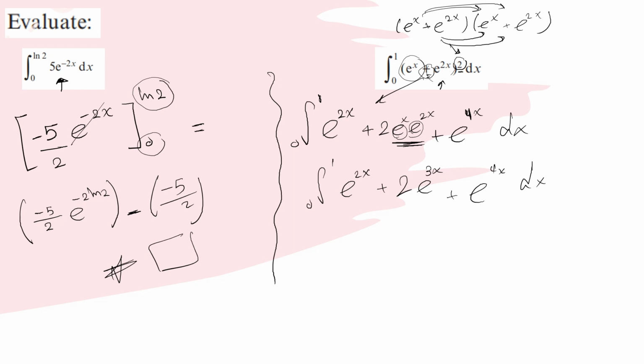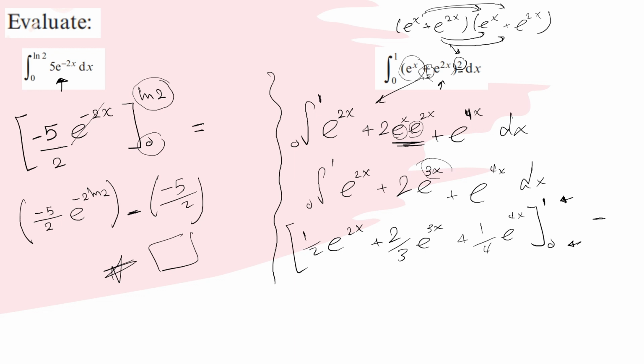Okay, we will write the integration of it. E power 2x will be 1 over 2 e power 2x, plus 2 over 3 e power 3x. We wrote the differentiation down. Plus here 1 over 4 e power 4x. And don't forget, it's from 0 to 1. At first, we will substitute x with 1 and then with 0. And don't forget, it's a minus.